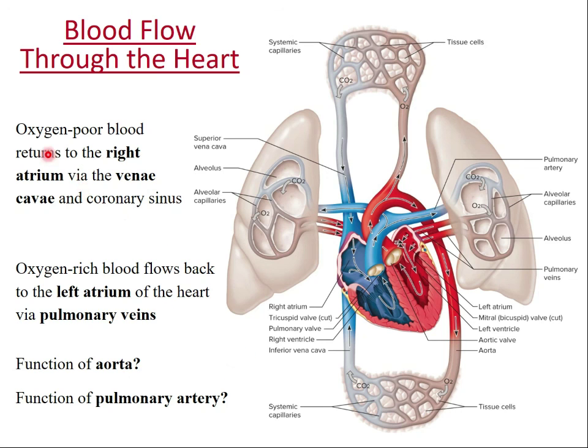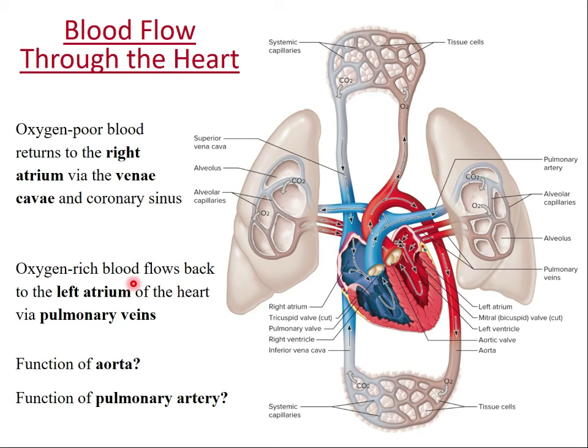Before we get to that, oxygen-poor blood, deoxygenated blood, will return to the right atrium through the superior and inferior vena cava, and also the coronary sinus. If you can remember, the coronary sinus is the one that brings blood back after supplying the heart. It will be brought back to the right atrium. So 3 veins come into the right atrium: superior vena cava, inferior vena cava, and the coronary sinus.